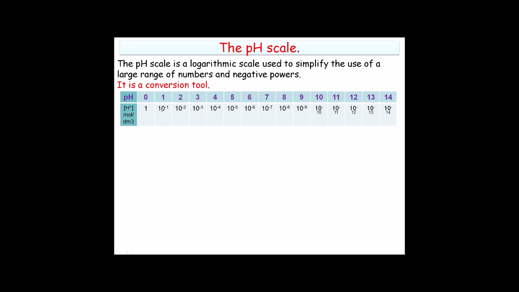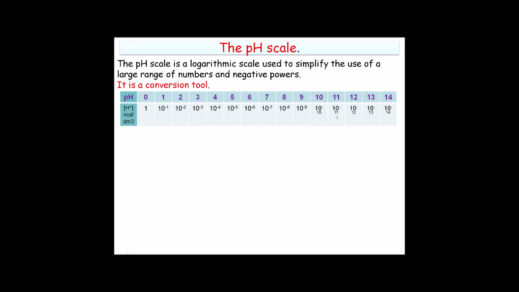So it's now 10 to the power of minus 1, or 0.1. pH of 2, we've got 10 to the minus 2, or 0.02 moles of hydrogen ions per decimeter cubed. 3, 10 to the minus 3, or 0.001 moles per decimeter cubed, and so on. So you can see why we use pH and not the concentration of hydrogen ions.